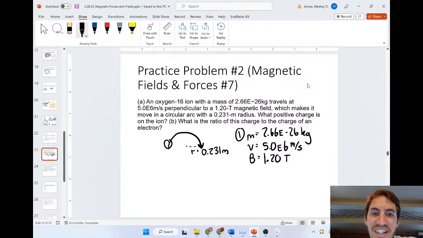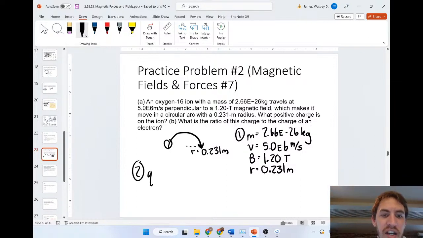Fun facts, right? Disappointing. The arc, the radius is 2.31 meters. Okay, so we have M, we have V, we have B, we have R. What are we solving for? It says what positive charge is on the ion? We are solving for the charge of this particle. Step 3. What equation has all of these things?